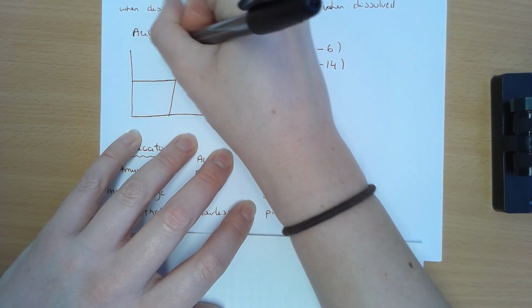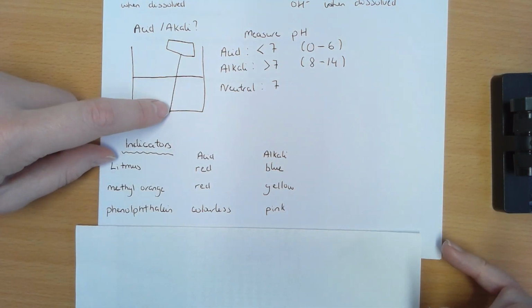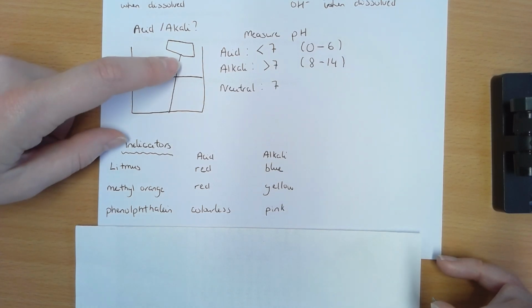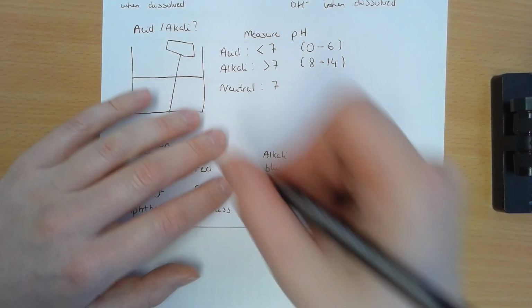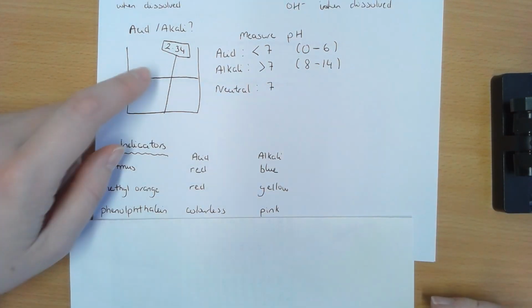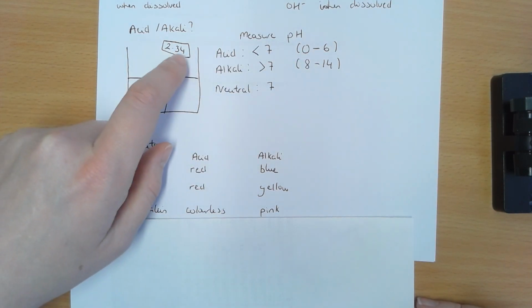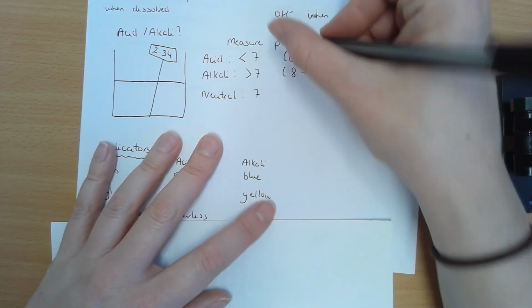And one is called a pH meter. Okay, so it gives you a digital reading, so it's a probe. You put it into your solution and you're going to get a reading here. So it could be 2.34, and if you get a pH of 2.34, you know it's definitely an acid, and you also know the exact pH. All right, so this is called a pH meter.